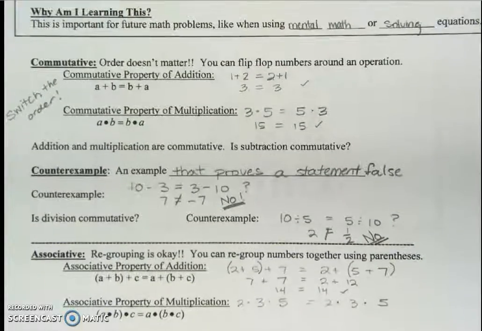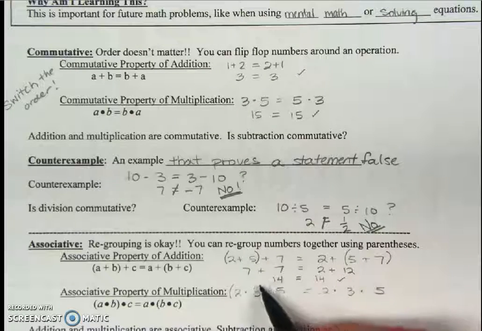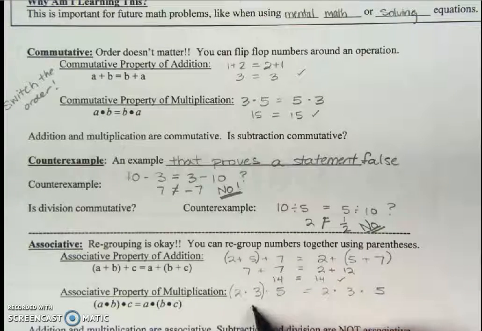Does that still work? So let's look at these. So in this example, let's look at 2 times 3 times 5. So let's group together 2 times 3 first. 2 times 3 is 6. Bring down the times 5. Let's see if it stays equal. And 6 times 5 is 30.